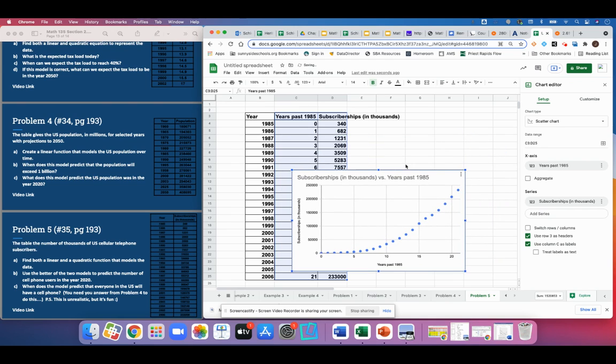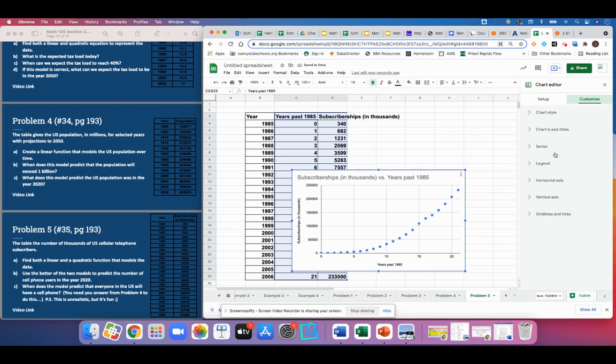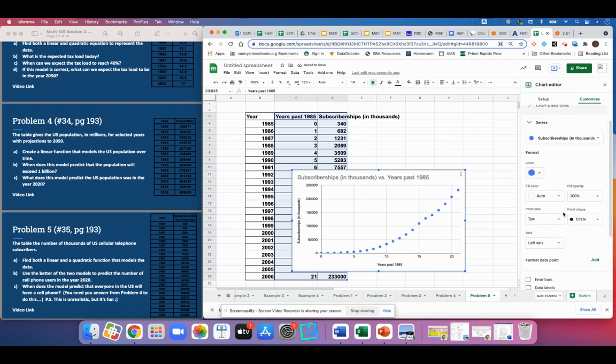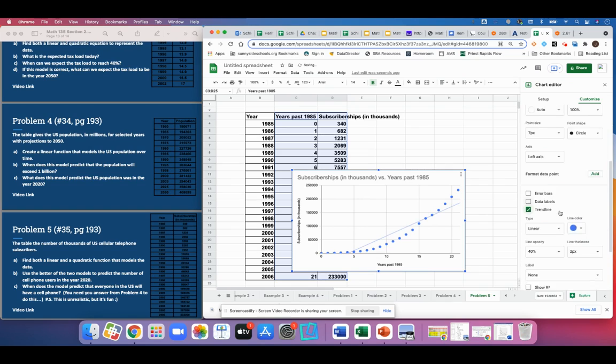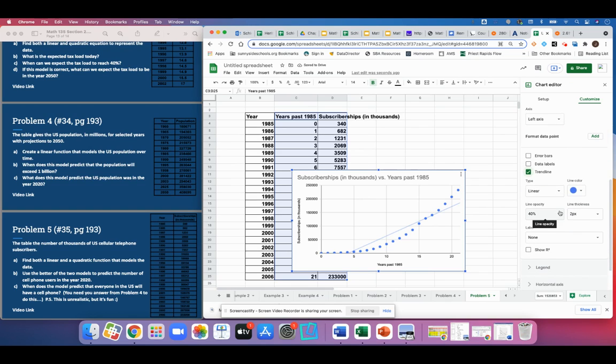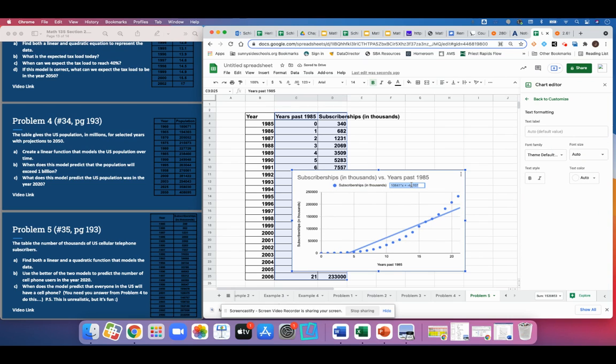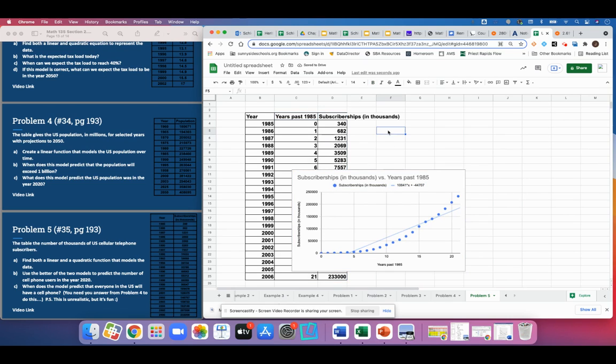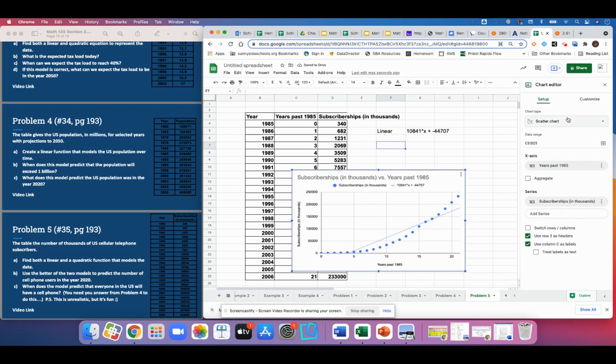So with that, everyone, what we do need to do is come over here to Customize Series, get a trend line. We're asked to do a linear and a quadratic. The linear model does not look like it fits it very well at all, but we will get it since we were asked to do so. And we need a quadratic.